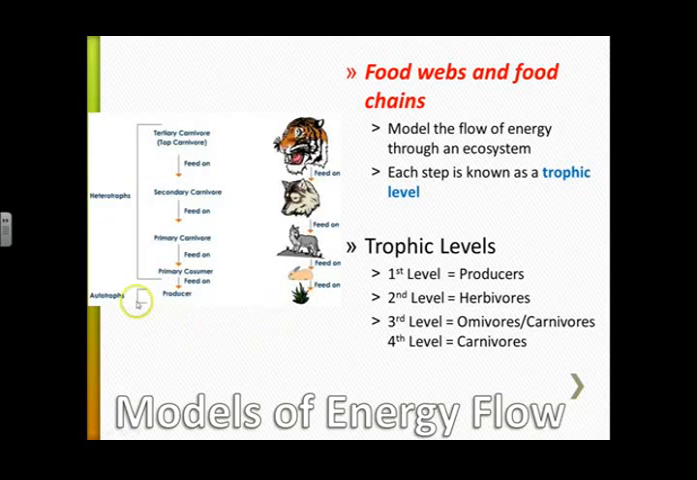The first level is the producers. So over here, we have our grass. The second level is going to be herbivores, often called primary consumers, because they're going to feed on the grass. Now we have our omnivores or carnivores. They're going to be the secondary consumers, where they're going to consume the primary consumer. And then as we get farther up, we will only have carnivores, and they're going to feed on the levels below them. Once again, this is a food chain because it is only showing one pathway.